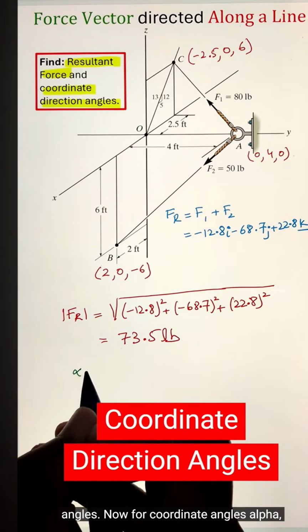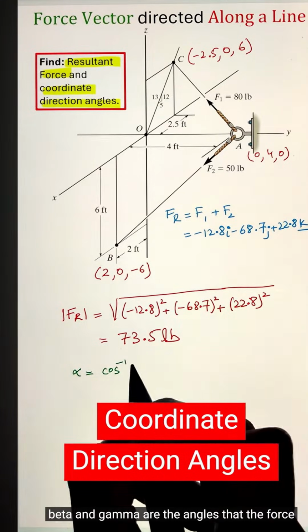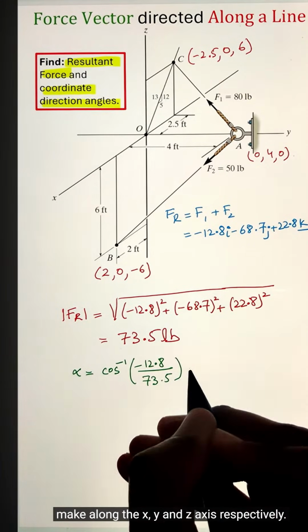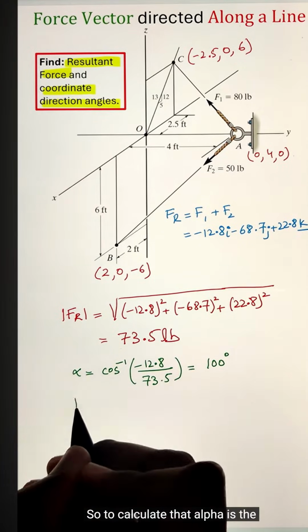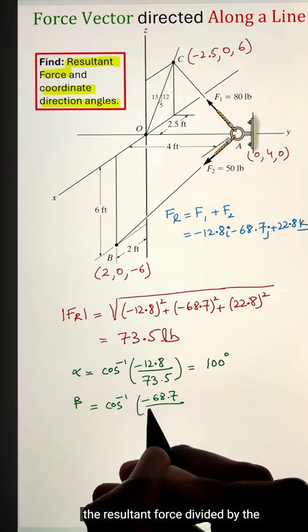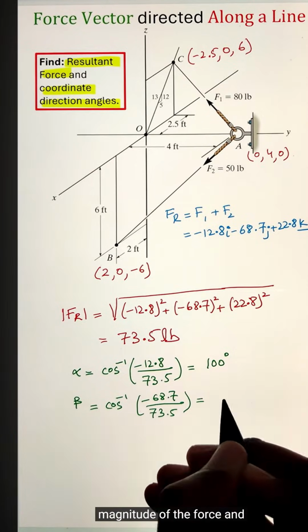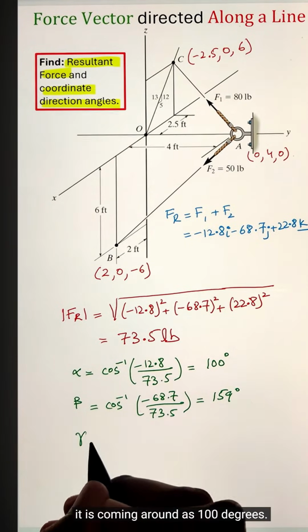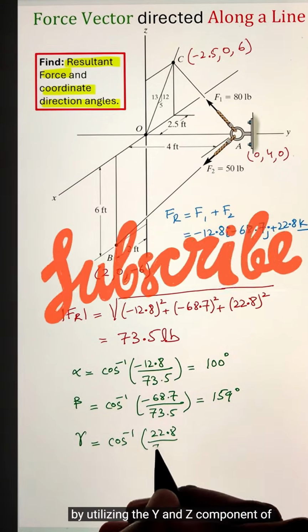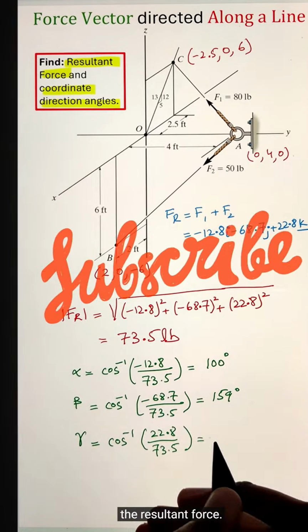Now for coordinate angles, alpha, beta, and gamma are the angles that the force makes along the x, y, and z axis respectively. So to calculate that, alpha is the cos inverse of the x component of the resultant force divided by the magnitude of the force, and it is coming around as 100 degrees. Similarly, we can calculate beta and gamma by utilizing the y and z components of the resultant force.